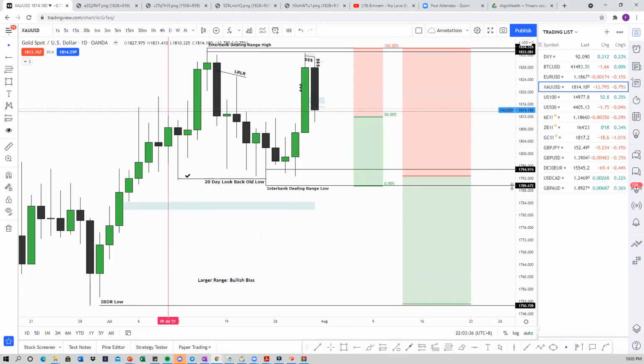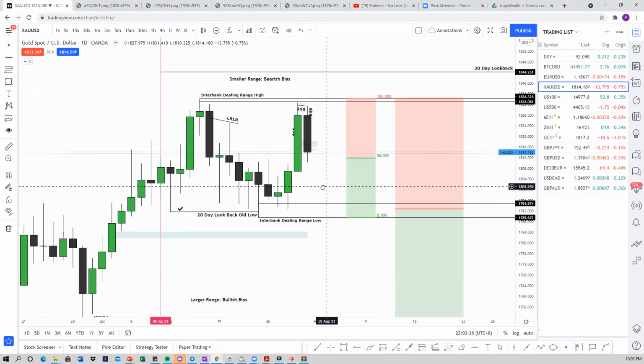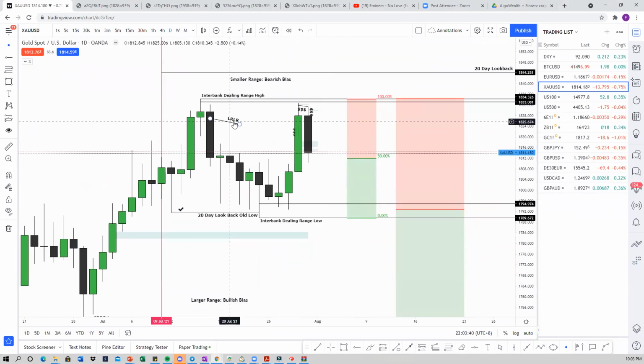Bear with me. And remember last week, when you have a draw on liquidity that lines up with a premium or discount array, yes, of course, that is your draw on liquidity. Your draw on liquidity is a PD array because price moves from PD array to PD array.